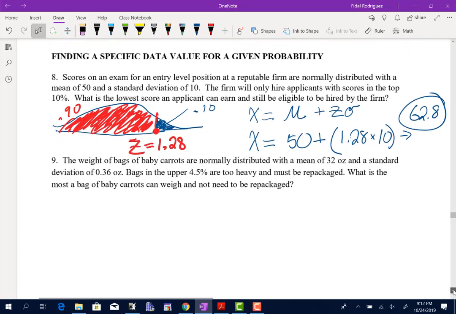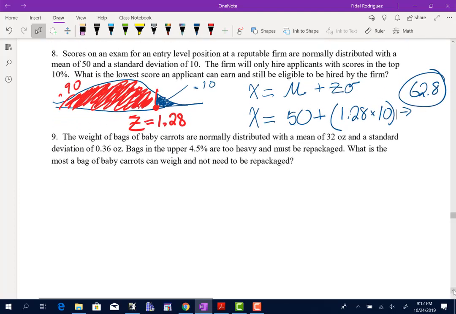All right, so guys, we got one more like this. Let's see if we can figure the same thing out. This problem, guys, we're gonna do exactly the same way. So look what it says. The weight of bags of baby carrots are normally distributed with a mean of 32 ounces and a standard deviation of 0.36 ounces. Bags in the upper 4.5% are too heavy and must be repackaged. What is the most a bag of baby carrots can weigh and not need to be repackaged?